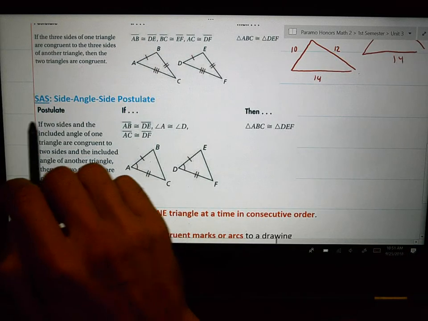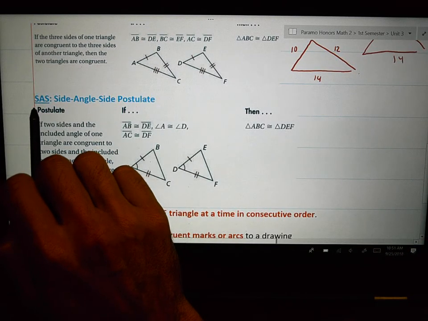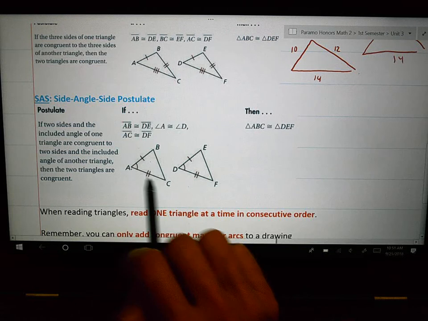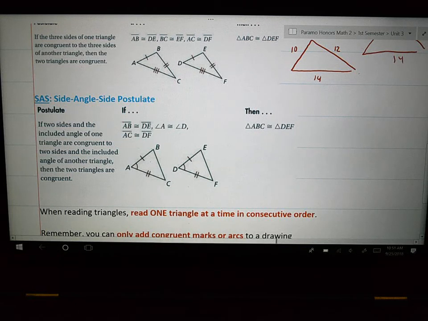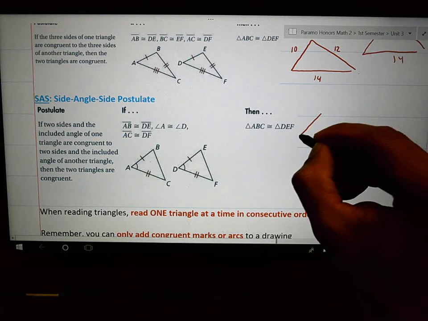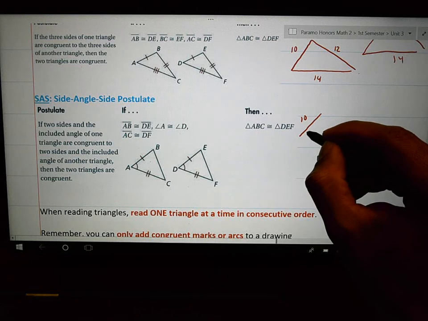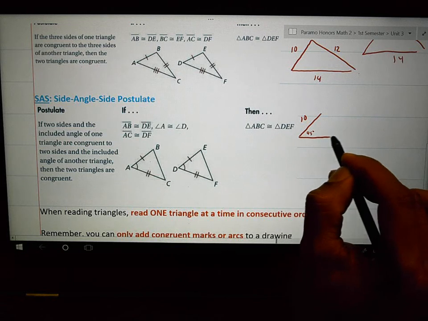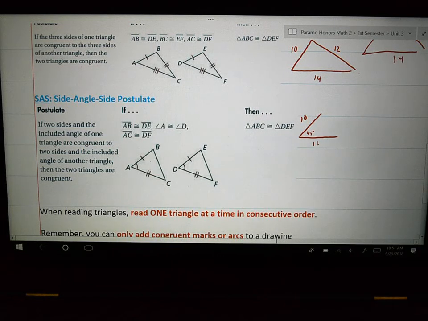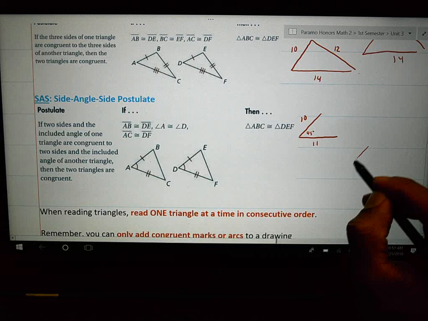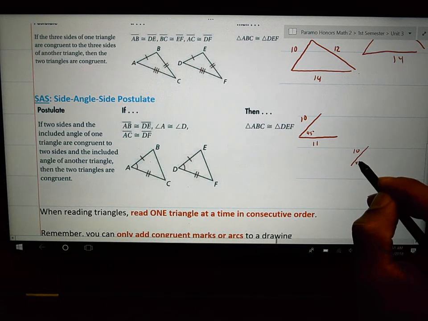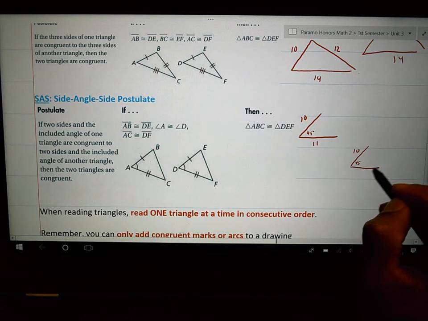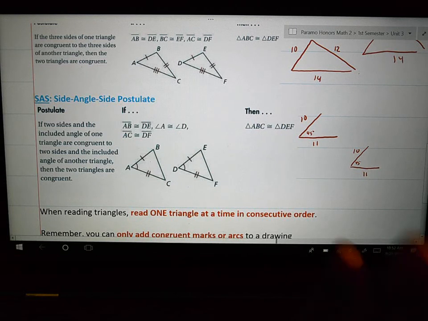If you were to have a side and an included angle and another side congruent to a side and the included angle and another side, you would know that the two triangles are congruent. Construction-wise, if I had something that was 10 inches and I had to have a 45-degree angle, and then I have something else that's 11 inches, how many triangles could you make that were 10 inches with the included angle of 45 degrees and 11 inches? Let me think about that. Those are your constraints.